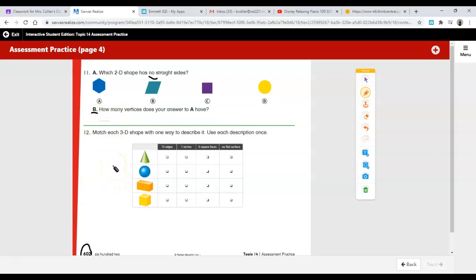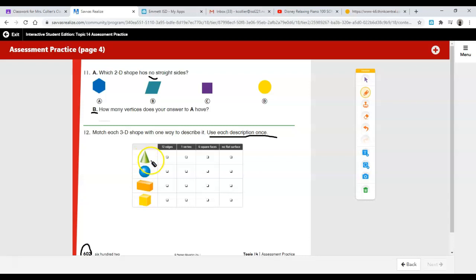And for number 12, it says match each 3D shape with one way to describe it. And we can use each description once. So boys and girls, what you're going to do for this one, let's look at our first shape. So we have a cone. We are going to read each of these ways to describe it. And we can only select one of these boxes, and you can only use each description once. So let me show you an example.